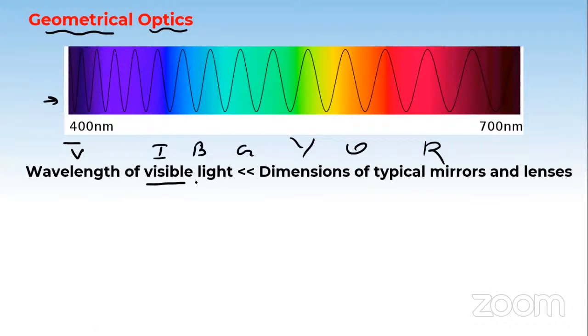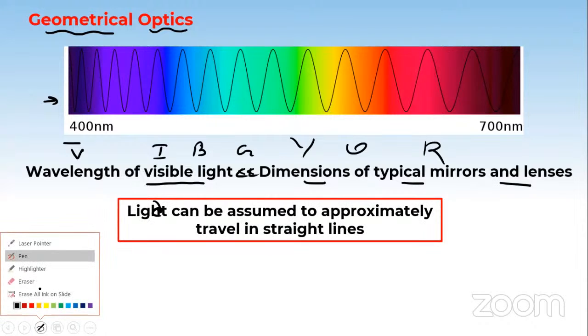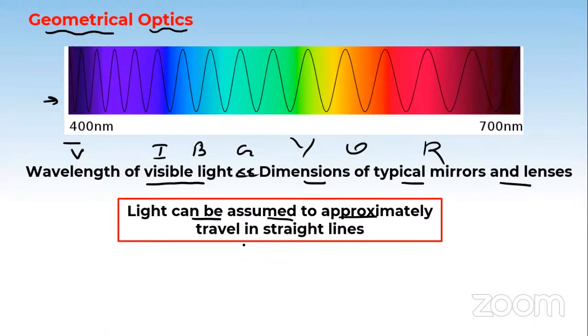See, we look at the wavelength of the visible light. We treated in geometrical optics that the wavelength of the light which we are using for optical phenomena, as per the geometrical optics law, must be very, very small compared to the dimensions of typical mirrors and lenses. Lambda must be very, very less. So according to this, we can say light can be assumed to travel approximately in straight lines. This was the conclusion of this point. If lambda is less than the dimension of the mirrors and lenses, it has to be treated as traveling in a straight line. There is no curve there.